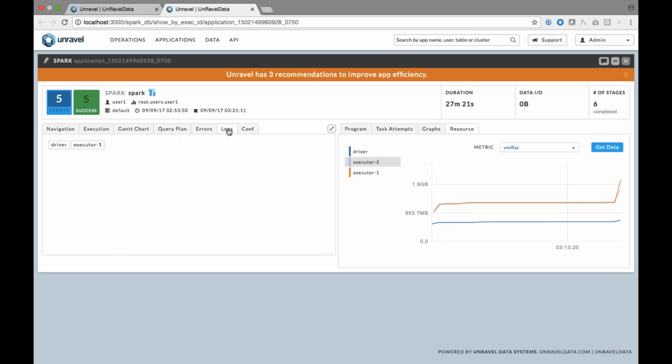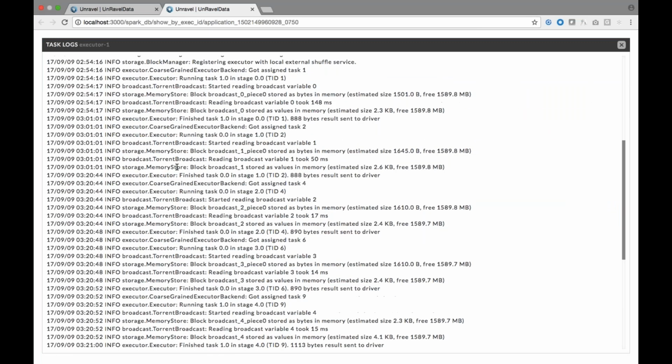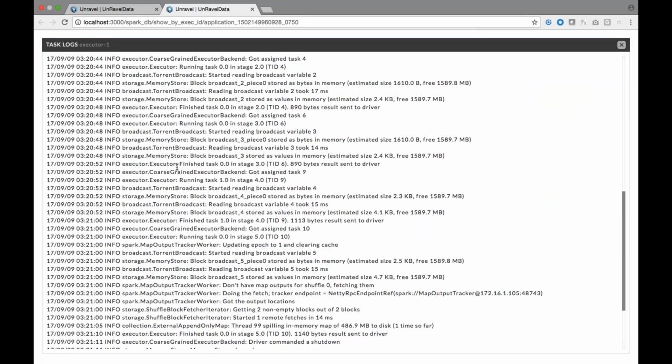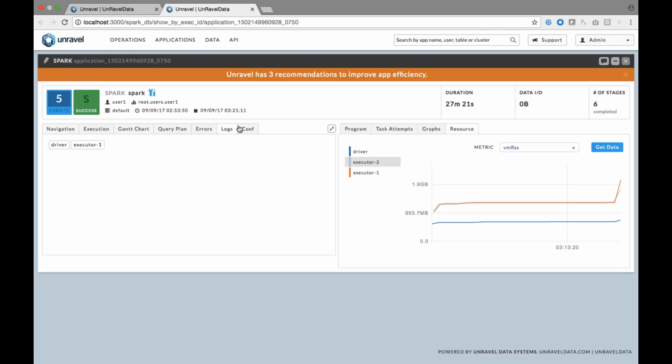Along with that, we have an interesting algorithm to bring in key logs, the log4j, the unstructured logs that correspond to this particular application. We will go into logs later on in the demo, because logs are a very useful source to root cause problems when your application is failing.